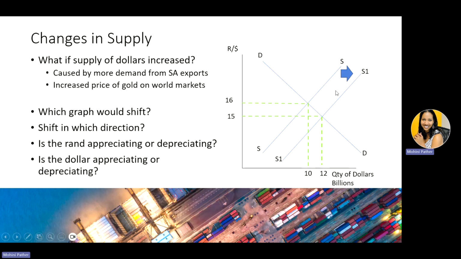Okay, so where we see this shift in the curve, what it means is when we hold more dollars, it appreciates the value of the local currency. So our rand is actually appreciating here. So whenever we get stronger versus the dollar, which means that we require fewer rands to purchase dollars, that means that our rand is appreciating versus the dollar.